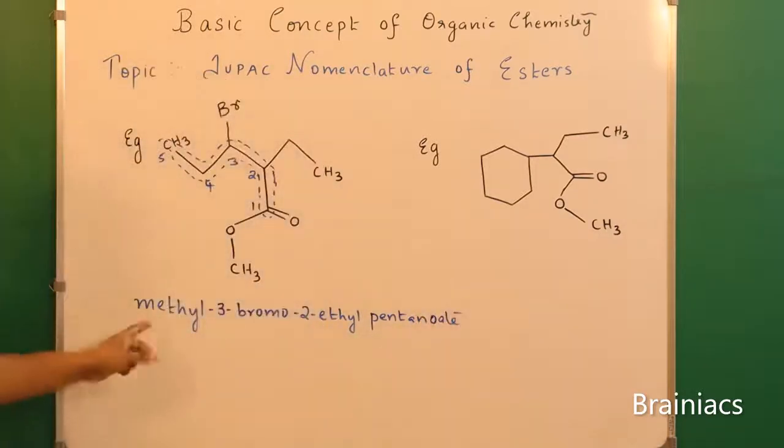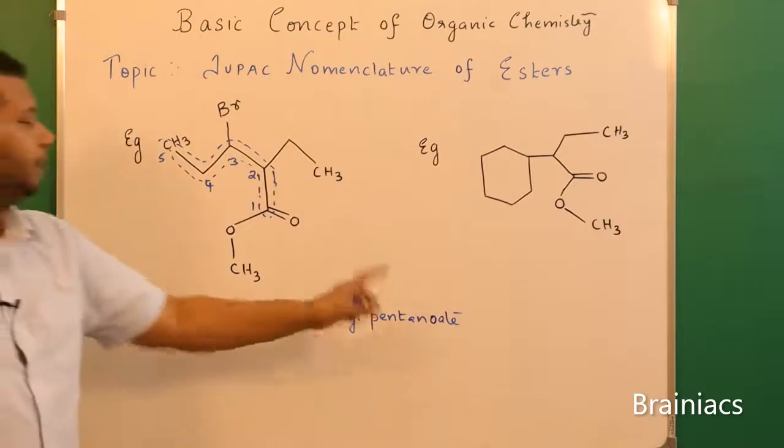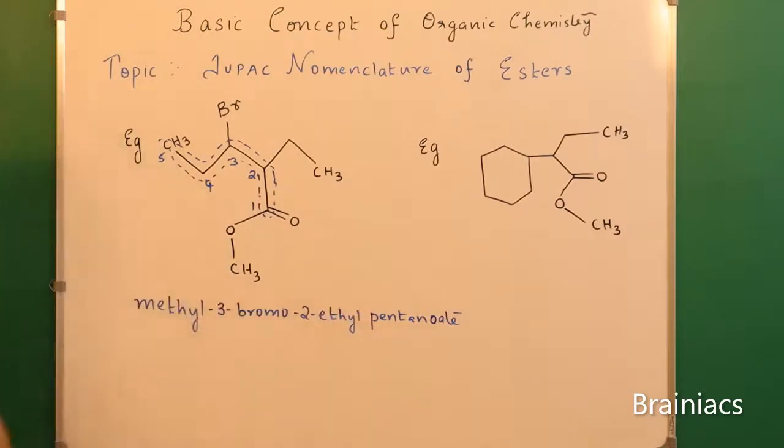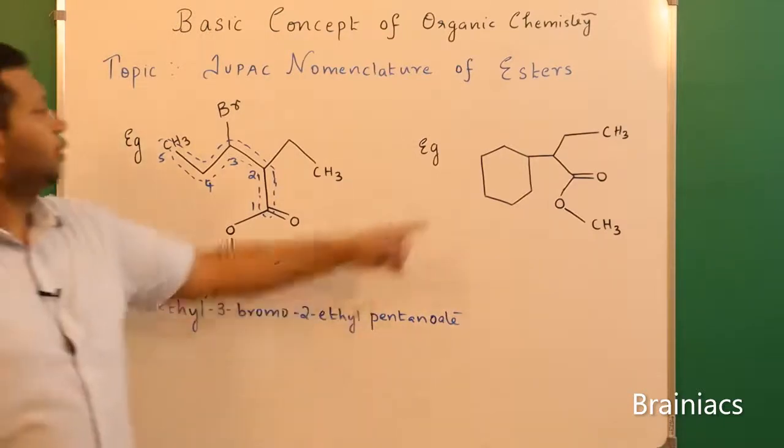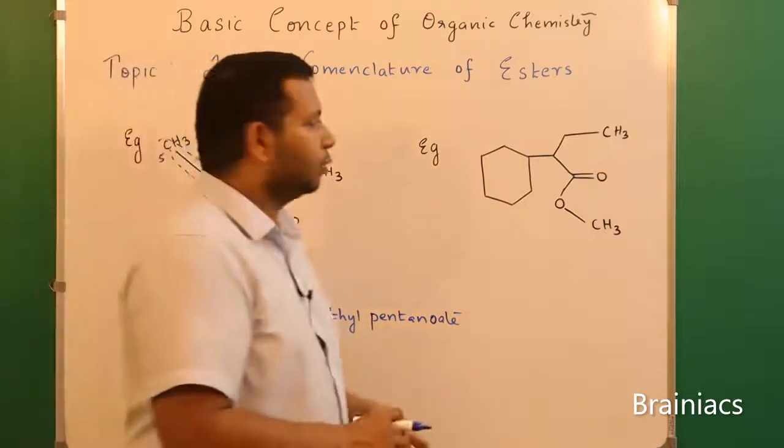So my answer is methyl 3-bromo-2-ethylpentan-1-oate, or pentanoate. Both are correct. Now we will go to the next example. I hope you could see here.